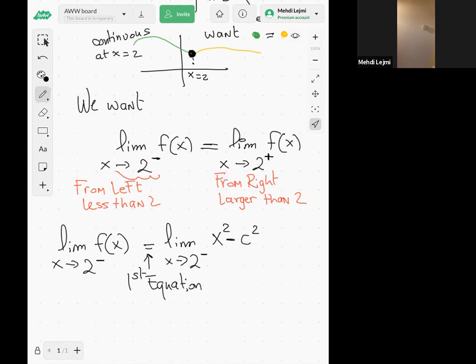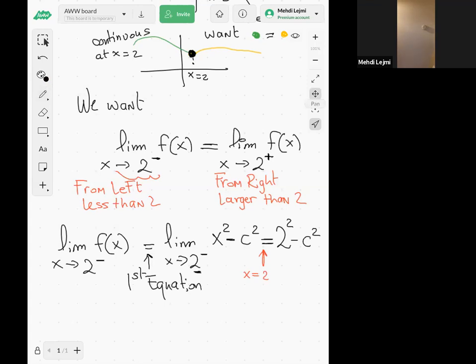So how do we compute such limit? Well, just replace x by the given number in the problem, which is 2, right? So I'm going to replace x. So this is equal to, and we're going to replace x by 2. So that's 2 squared minus c squared.